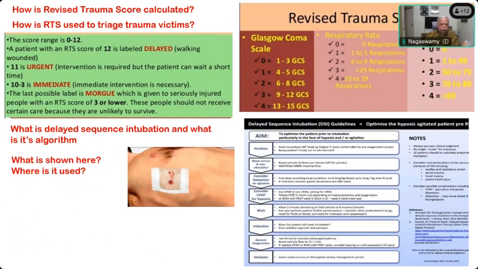What is shown here and where is it used? Are you able to see this picture and understand? This is the chest of a patient. You can see the nipple, the hair, everything. This is the thorax with a transparent dressing. What is shown here? What is the name for this? It is used for tension pneumothorax.